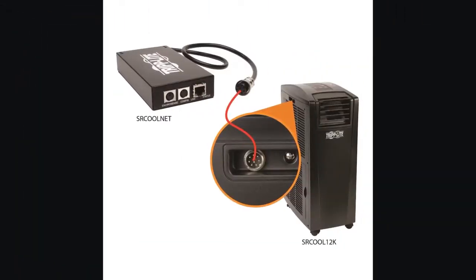Let's assume you've already installed your SRCOOLnet. You've connected it to the SRCOOL12K, plugged it into an AC outlet, configured it to your network, and determined its IP address. Now use the IP address to access the SRCOOLnet.